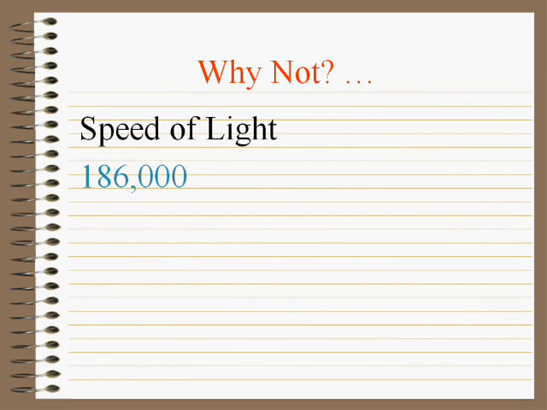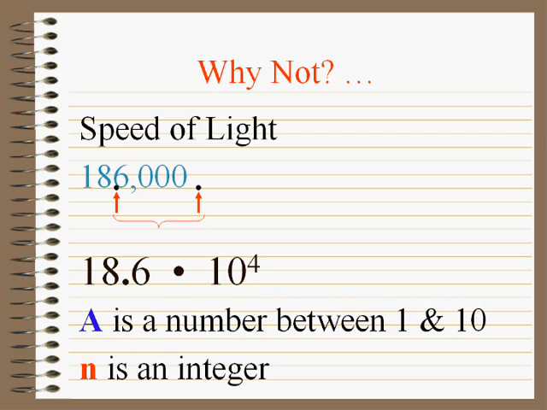Now, one might ask, why can't I say it's 18.6 times 10 to the 4th? Because that's 18.6 moved over 4 places, isn't it? Well, the reason it can't be 18.6 is because that number has to be between 1 and 10, and 18.6 is not between 1 and 10. You'll have to pick a value there for your a that's between 1 and 10. That way we're all writing our science numbers the same way. Make sure that number is between 1 and 10.